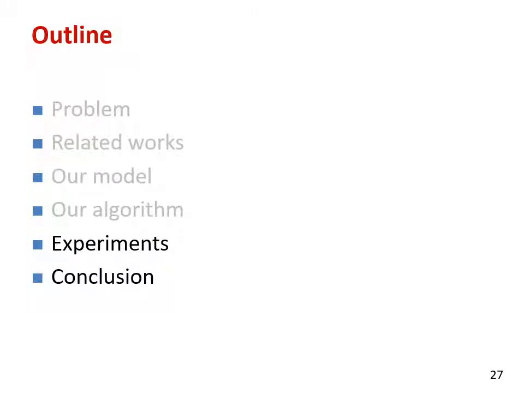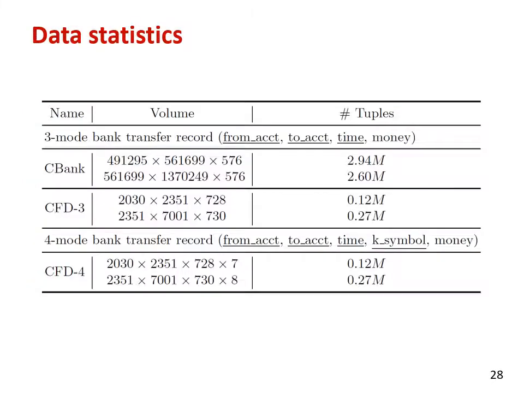Now let's show our results. We use two real-world transferring datasets to verify the effectiveness of our algorithm. CBank data from an anonymous bank under an NDA agreement. CFD data from a Czech bank released for a discovery challenge. Here we model CFD as 3-mode and 4-mode tensors, called CFD3 and CFD4 respectively.